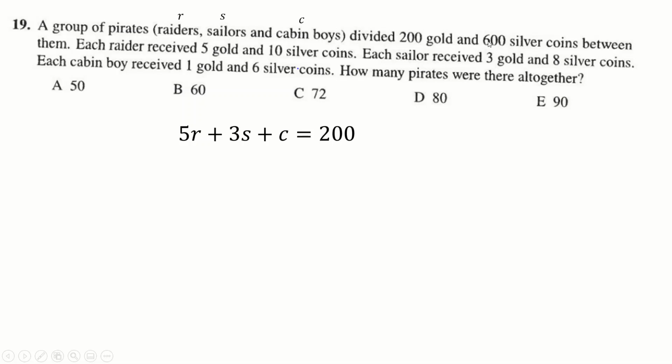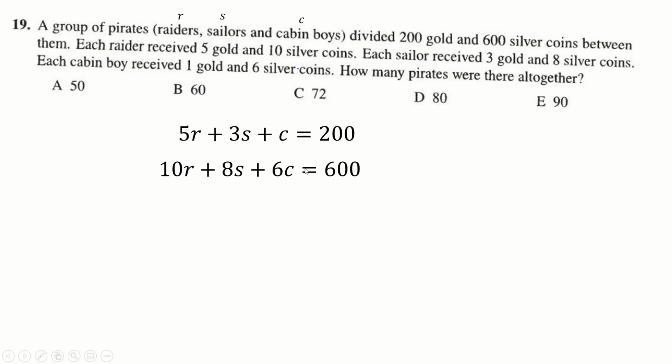And we can do the same with silver. 10R plus 8S plus 6C is 600. And then just take this equation here. What you're looking for is the number of pirates. So you're looking for R plus S plus C. And you might have practiced this kind of thing before. You're trying to get R plus S plus C out of this.